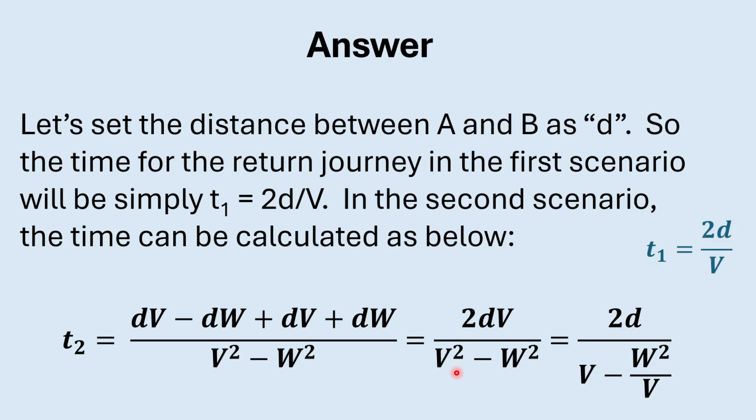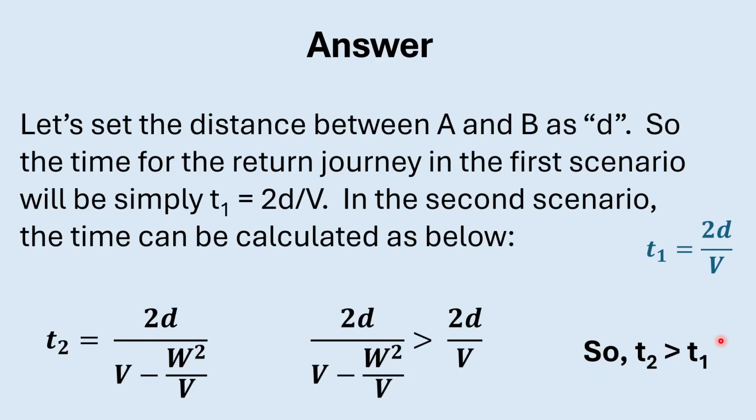To compare T2 and T1, at least we can make the numerator the same. So here we can use v to divide both top and bottom of this fraction. The top, 2dv divided by v, is equal to 2d, and the bottom, v squared minus w squared divided by v, is equal to v minus w squared over v. So here we can compare T2 and T1 properly.